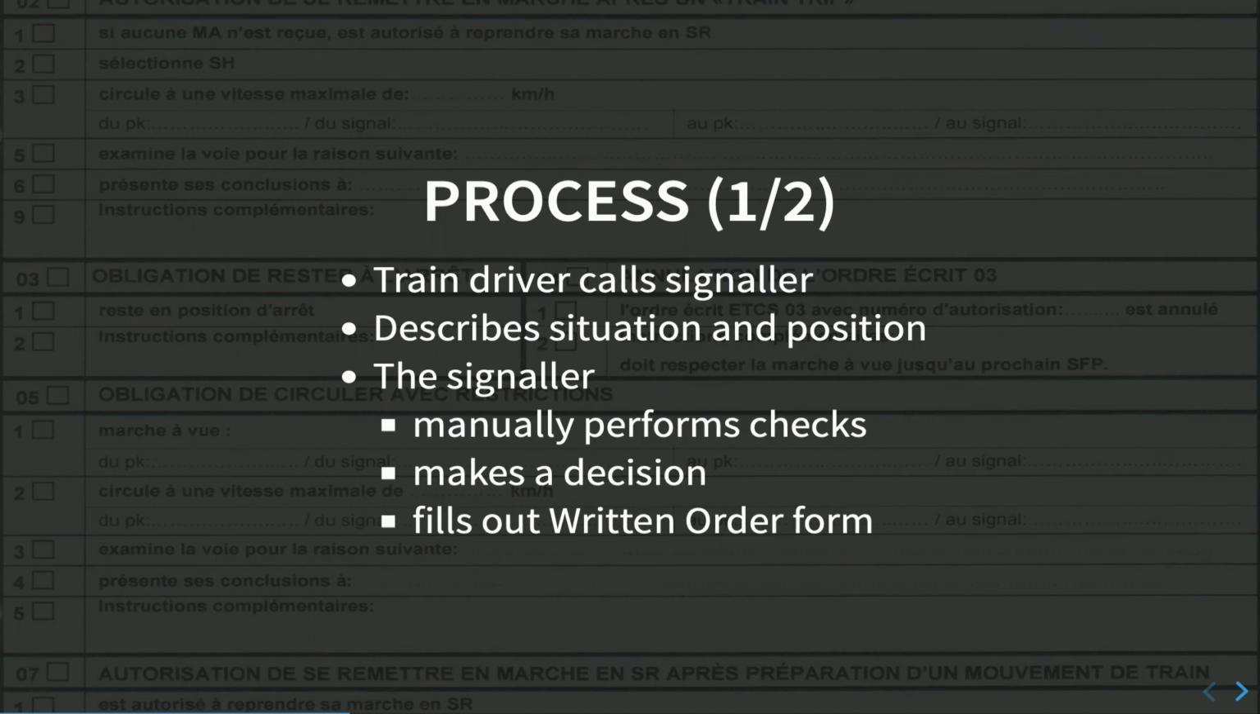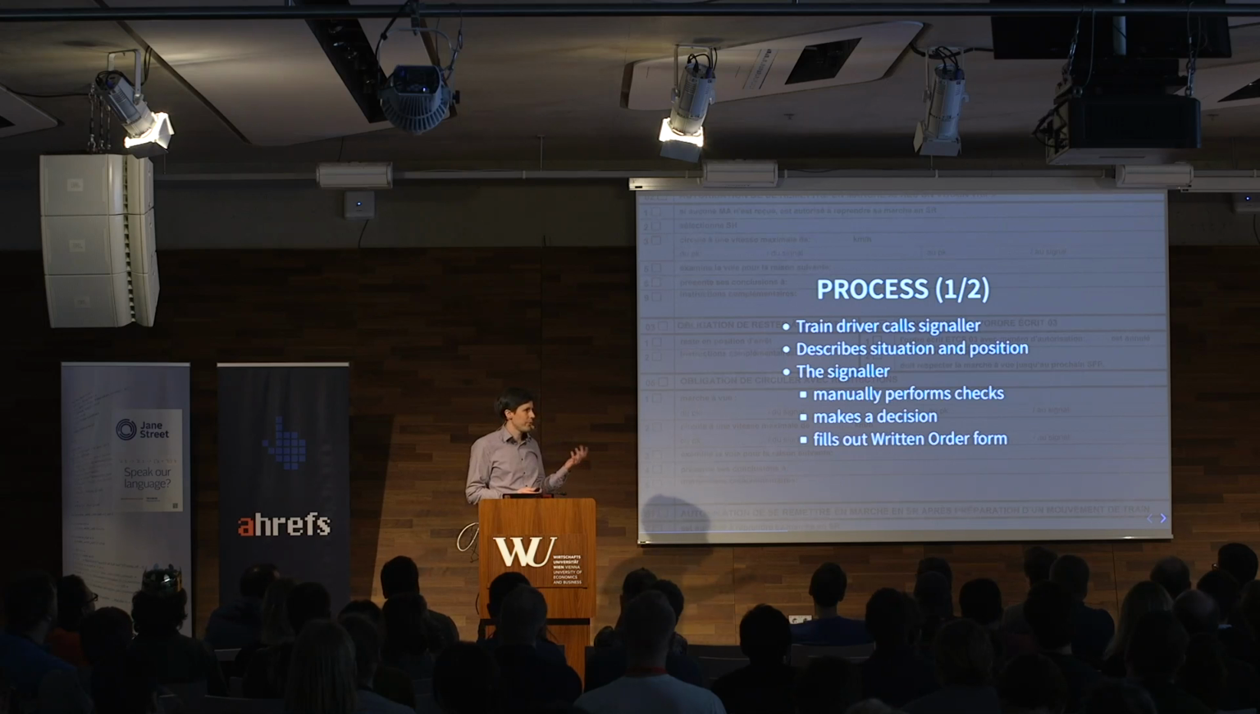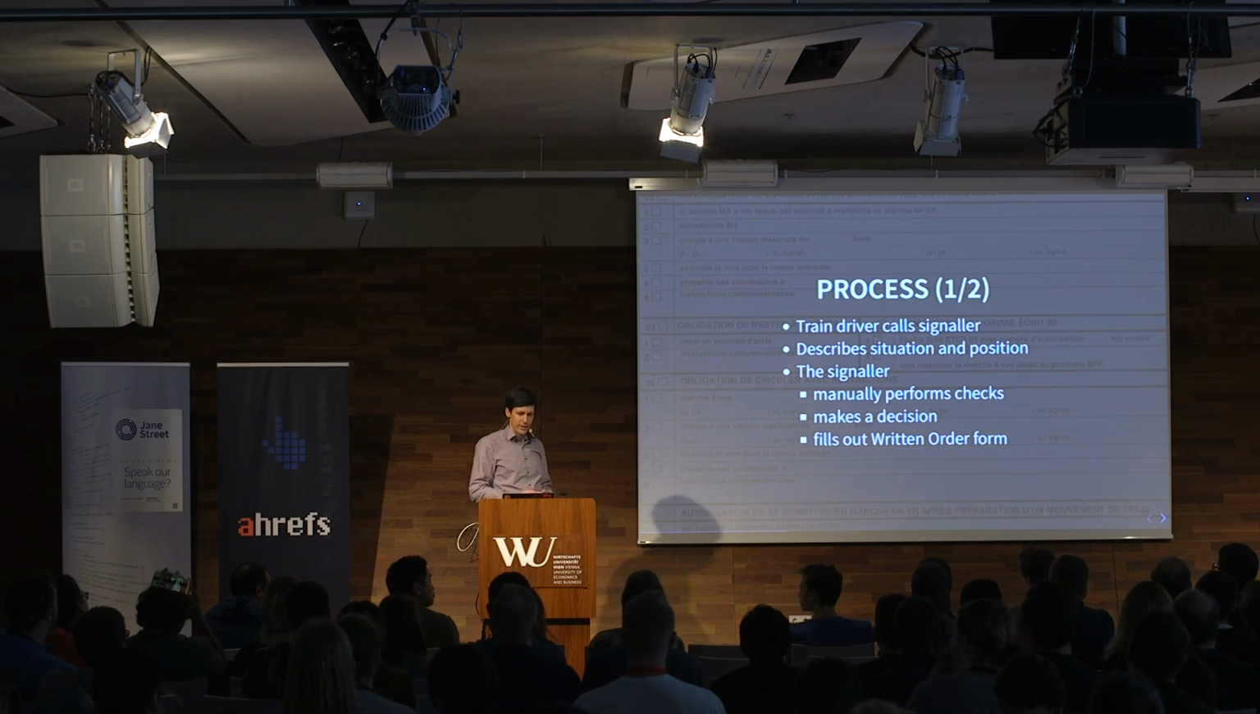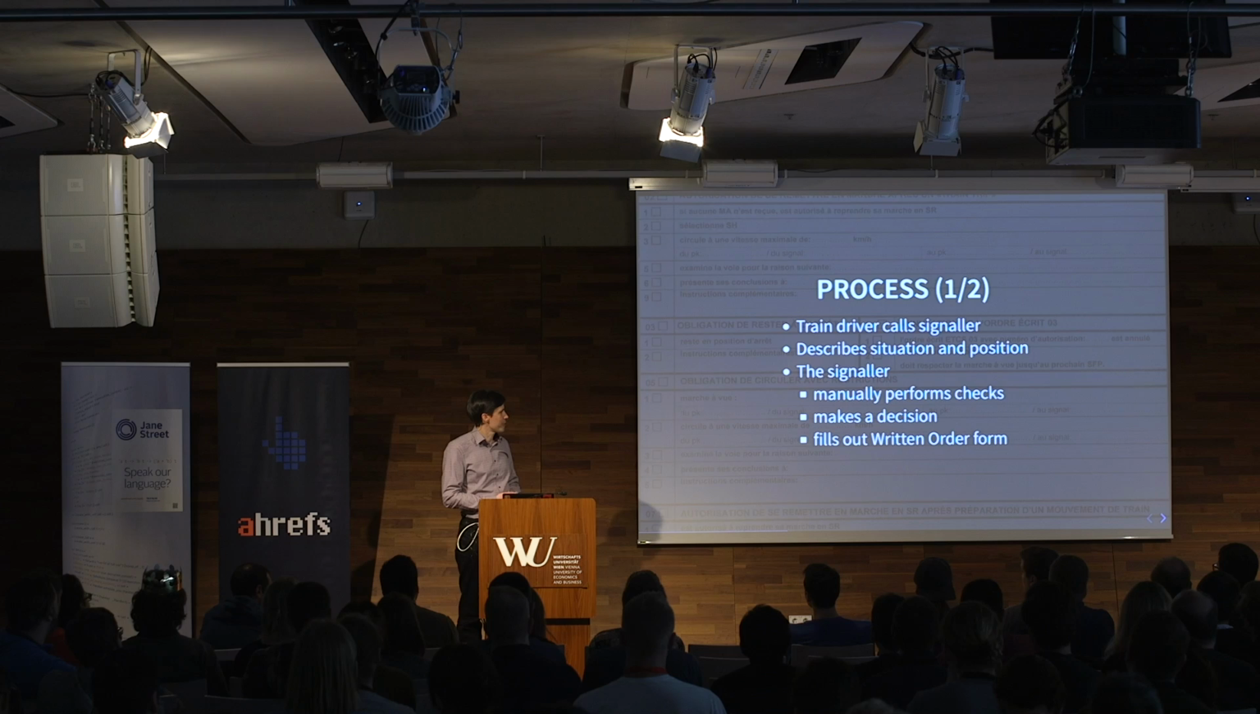The process is a phone and paper-based one. It goes like this. First of all, the train driver picks up his GSM-R phone and calls the signaler. Now the train driver needs to describe the situation he faces and also the current position of the train, because there's no automatic way for the signaler to know the current position. Now the signaler needs to assess that situation. He needs to perform a lot of checks manually that would normally be performed automatically by the signaling system.